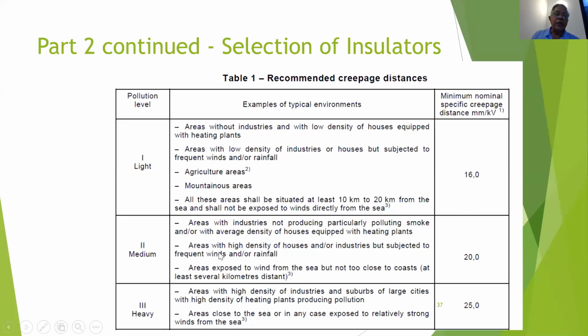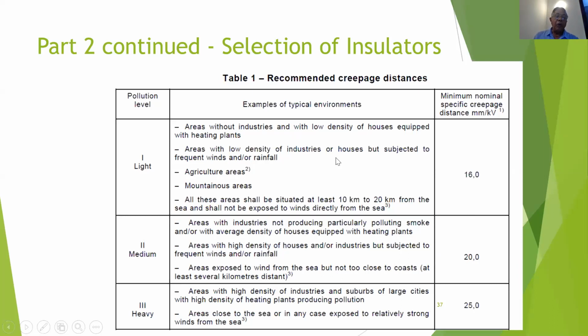And medium pollution is areas with a high density of houses, where polluting smokes are very frequent, maybe some trains passing with a lot of smoke, and sea wind and saline pollution is possible. Those areas are supposed to be medium pollution, and the creepage distance should be 20 millimeter per kV.